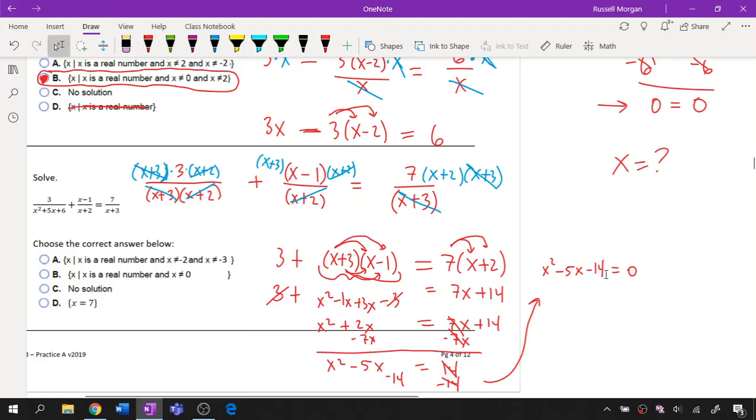We could factor this thing. We could graph this thing and look for the zeros, also called the x-intercepts. We could do quadratic formula. Based on what I see over here for my options, I think I might try and factor this thing. Let's try it out. So to factor this, what makes the x squared in front? Well, an x and an x.